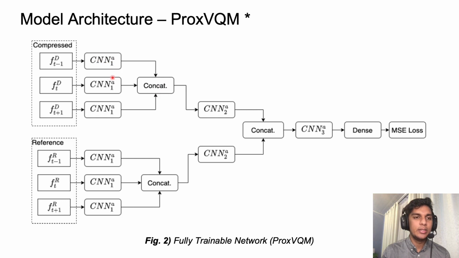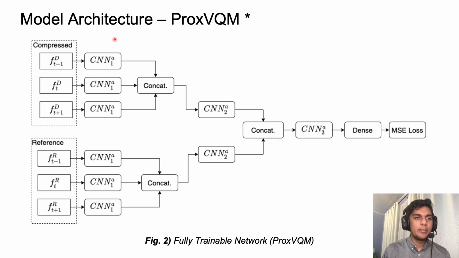features extracted for each adjacent frame. These features are then processed to extract temporal features, and this is done on both the compressed and reference branch. These temporal features are then concatenated and further processed to generate a final score.